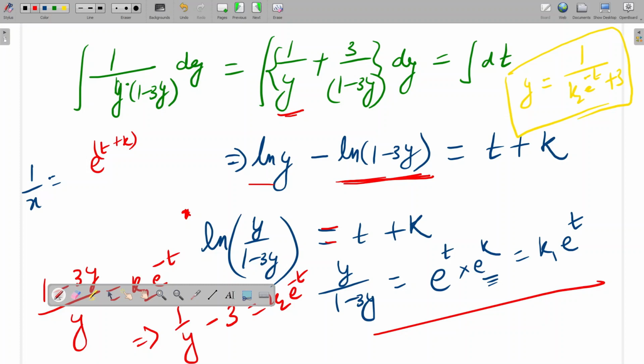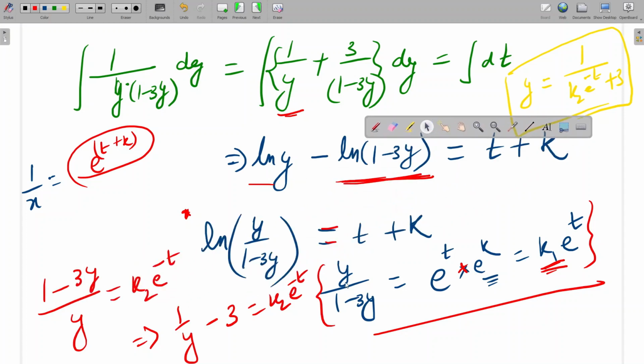Yes, sir. So e to the power t plus k can be written as e to the power t into e to the power k. This e to the power k I am calling k1, some constant. So k1 into e to the power t. Then I put the inverse on both sides. So it will be 1 minus 3y divided by y on this side, and on the other side 1 by k1 e to the power minus t. So 1 by k1 I am putting as another constant k2.